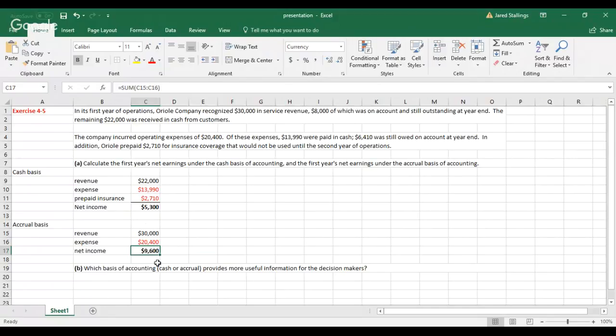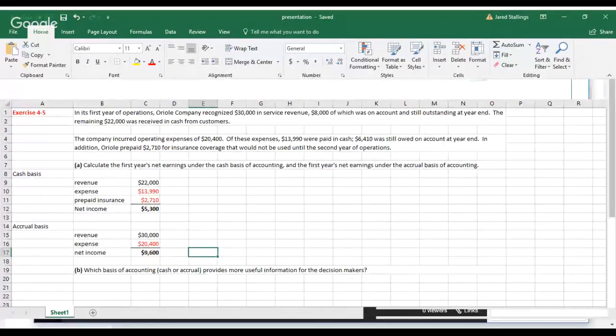So really, accrual basis gives you more information of where you're at net than cash basis. And the text tells us that GAAP, the generally accepted accounting principles, accepts accrual basis and not cash basis. So the basis of accounting that provides more useful information would be accrual. And that is all.